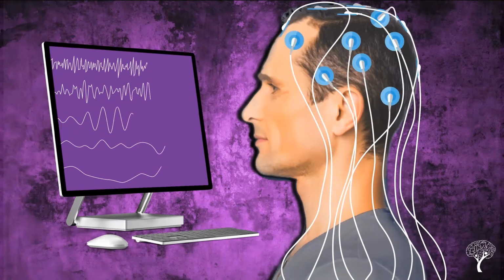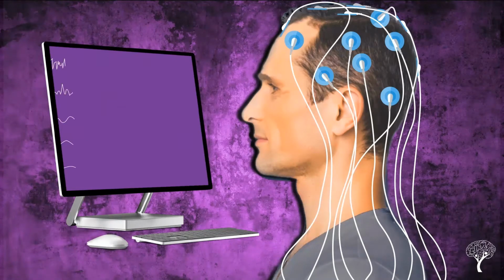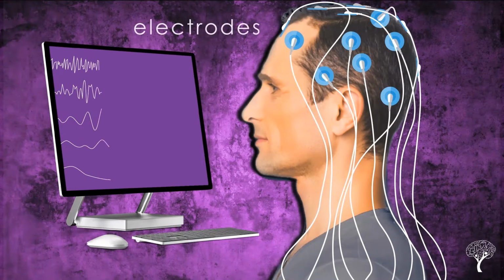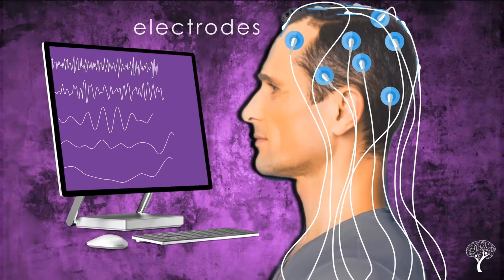The electrical activity is detected by using small metal discs with thin wires called electrodes that are attached to a patient's scalp and transmitted to an amplifier that records the activity.